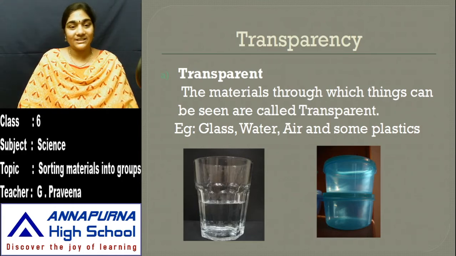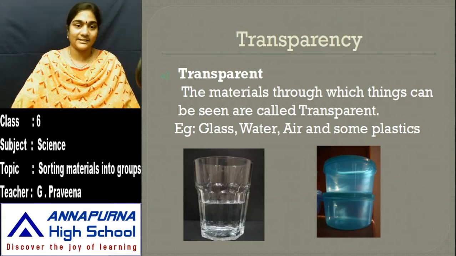So when can we say that an object is transparent? If the materials which are present behind them are visible to us, and at the same time the material allows light to pass through them, those objects are called transparent objects. So in transparency, the materials or objects which have a transparent property are called transparent objects.